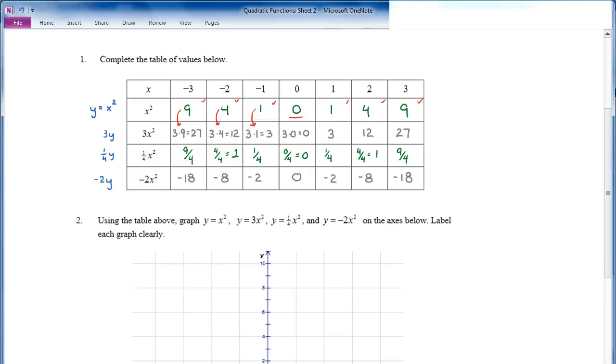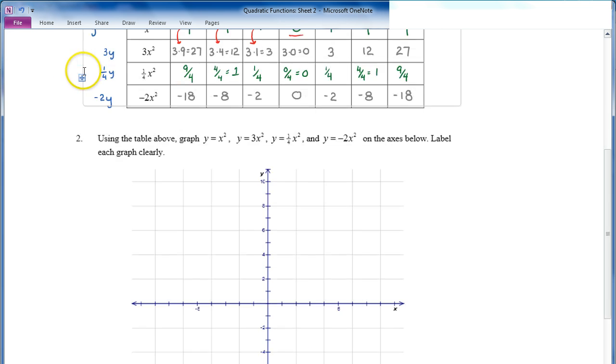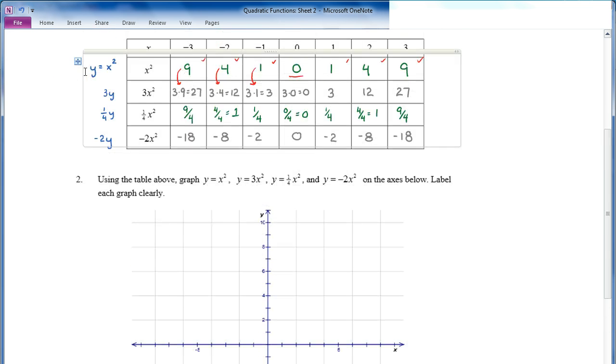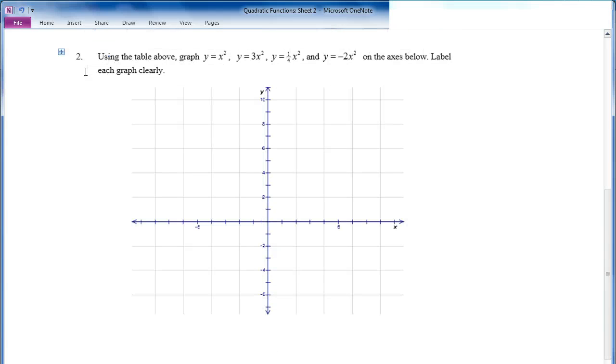Hello. In the last video we completed this table, but ultimately what we're interested in is what the graph of quadratic relationships looks like, and how can we figure out shortcuts to graph these without actually filling in a long table of values. So what we're going to do in this next video is we're actually going to graph these.